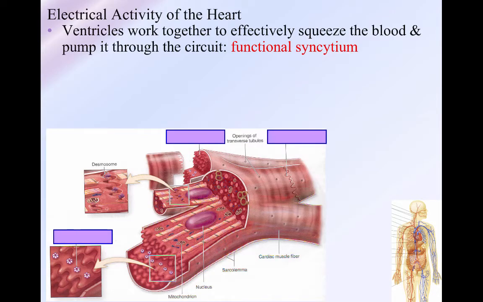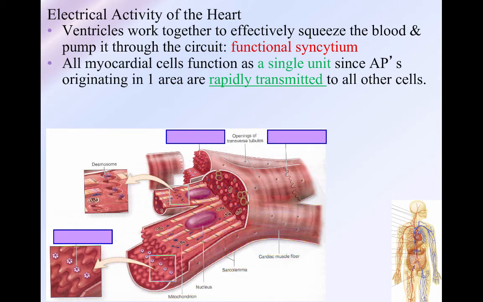Now, you know that the job of the heart is to serve as a pump and to push blood through both the pulmonary and the systemic circuit. And to most effectively do that, all of the thousands of individual myocardial cells have to work as if they were a single myocardial cell. This is referred to as a functional syncytium. And so that's how the ventricles are working as a functional syncytium.